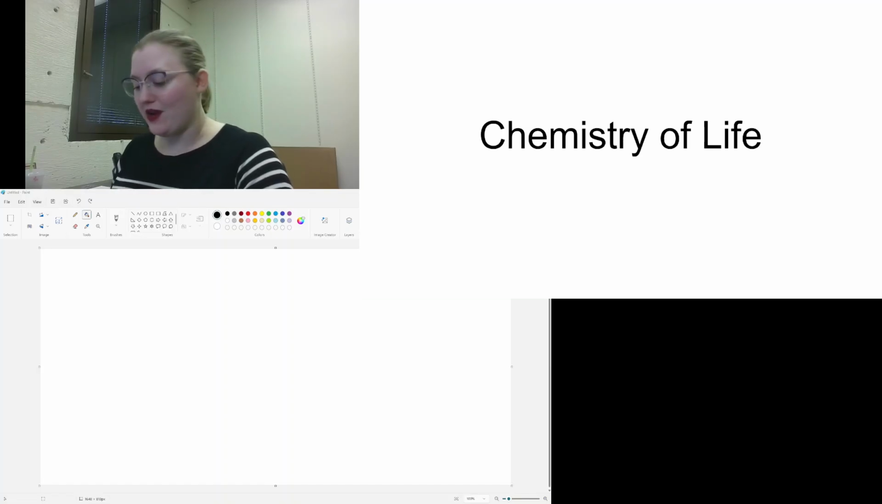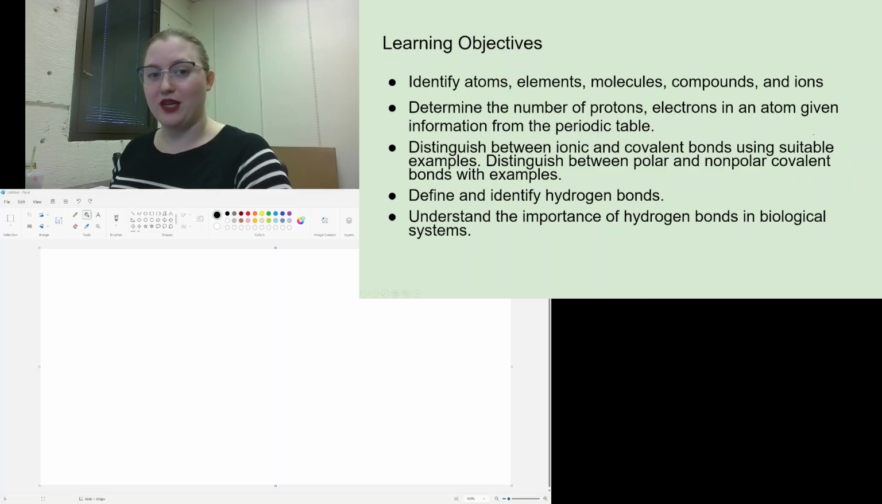That's this week's topic. So here are our learning objectives. We want to be able to identify atoms, elements, molecules, compounds, and ions. Those are our big vocab words for this session.